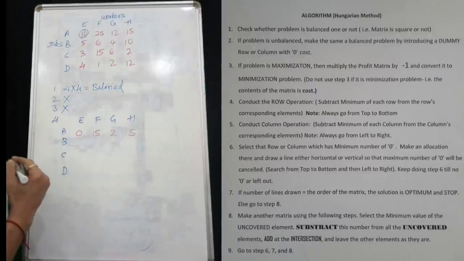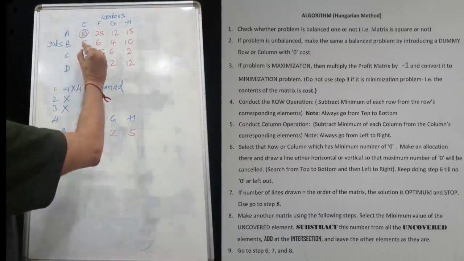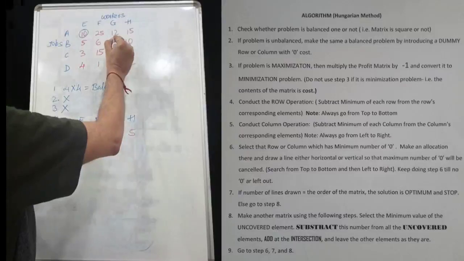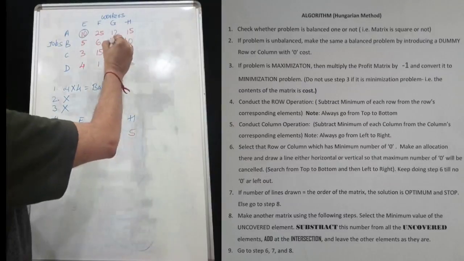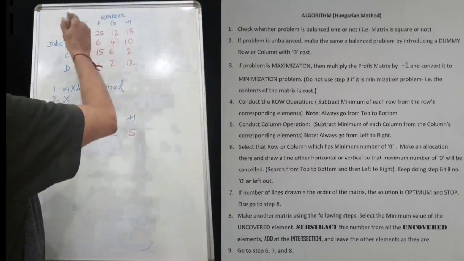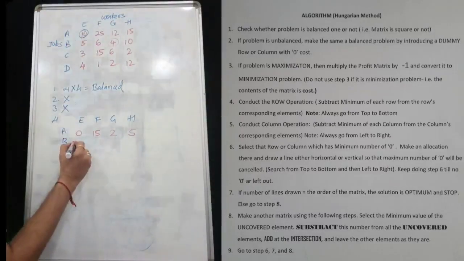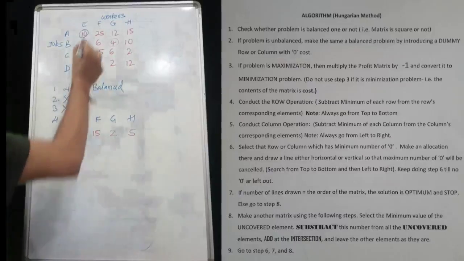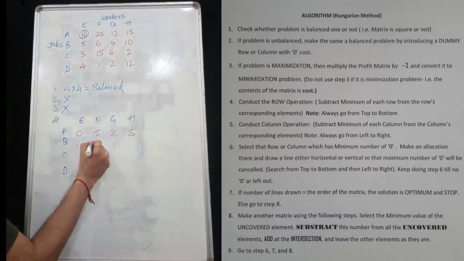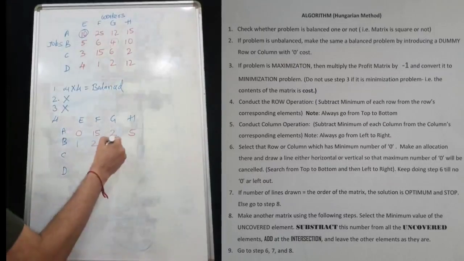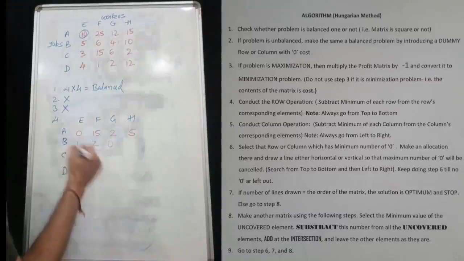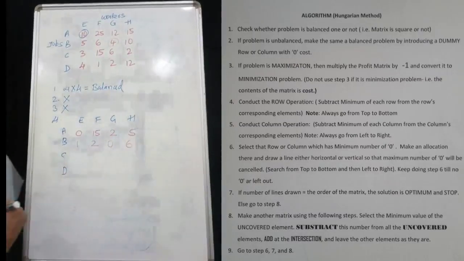Now I go to the second row, that is row B. What is the minimum here? It is 4. So I subtract 4 from the corresponding elements of row B. So 5 minus 4 is 1. 6 minus 4 is 2. 4 minus 4 is 0. And 10 minus 4 is 6.